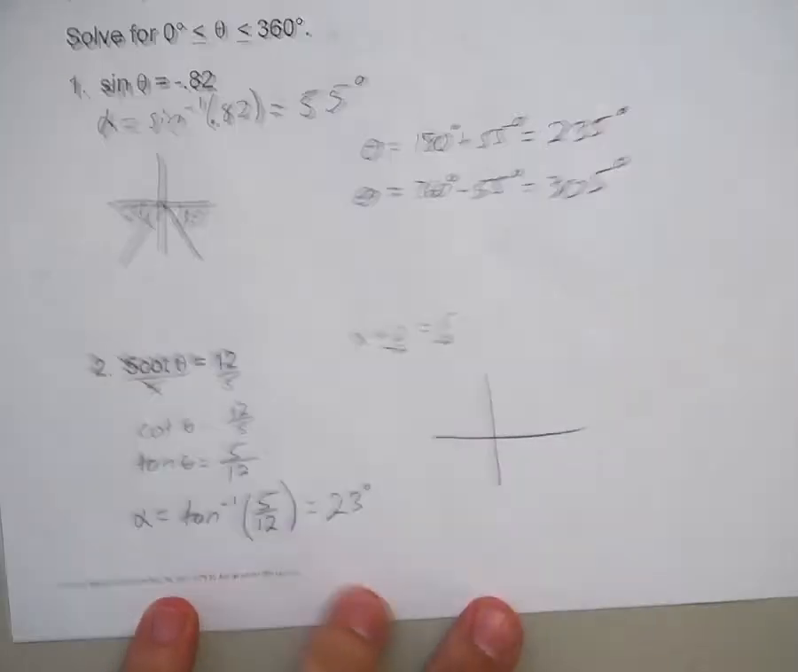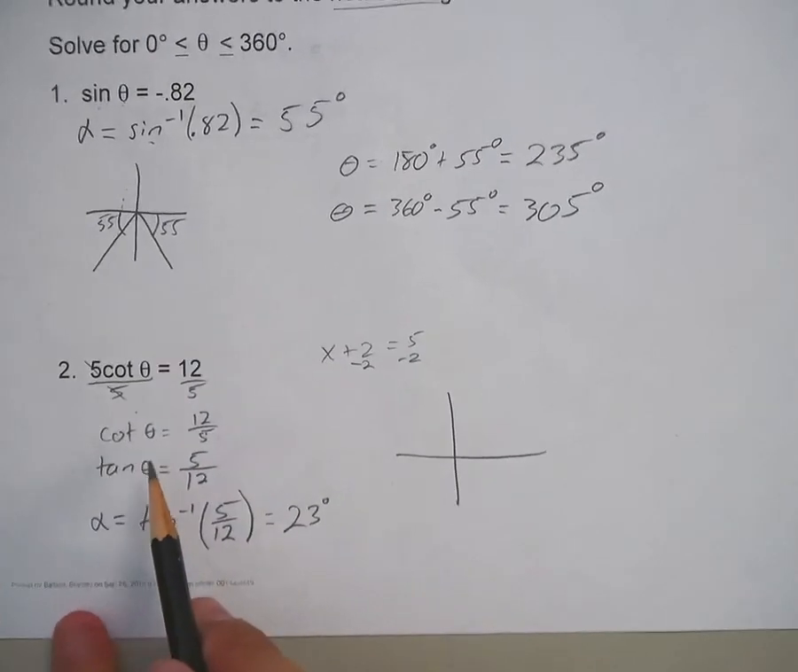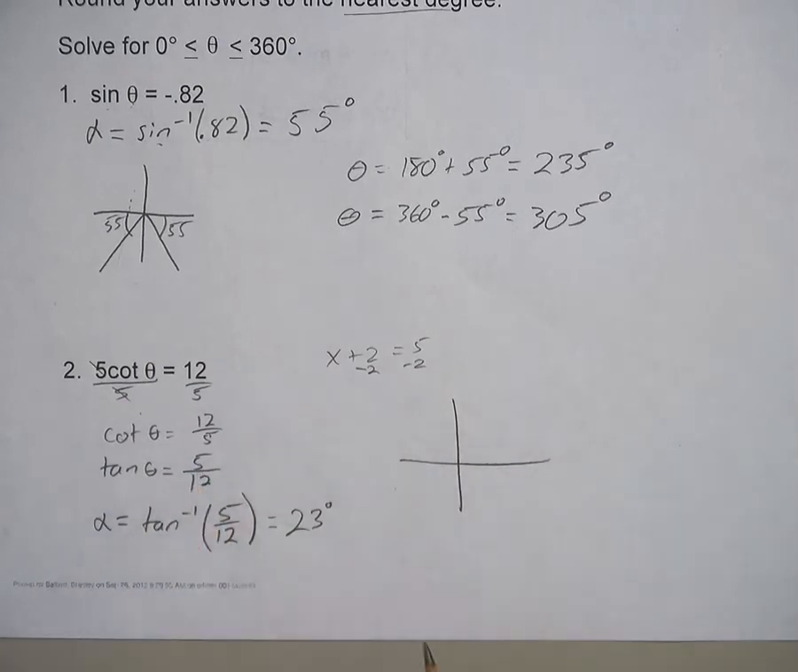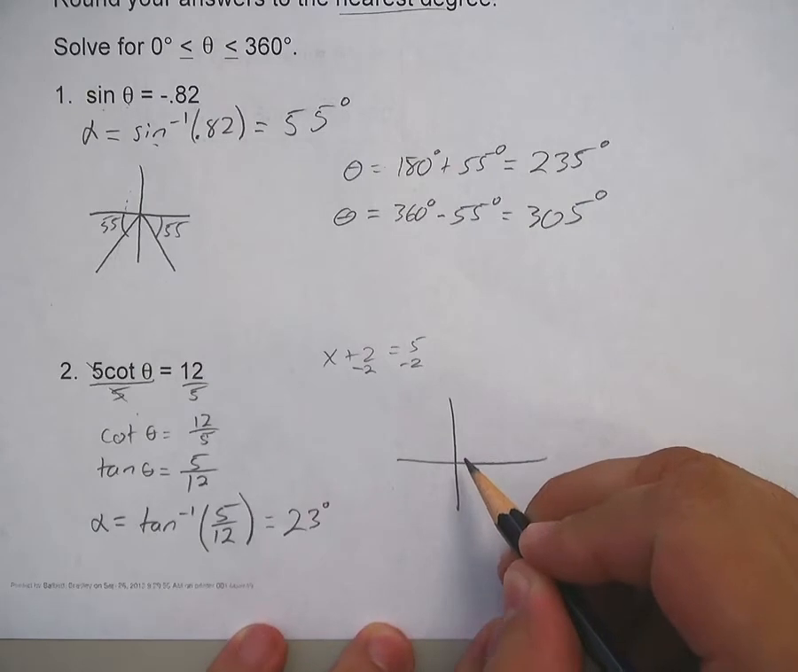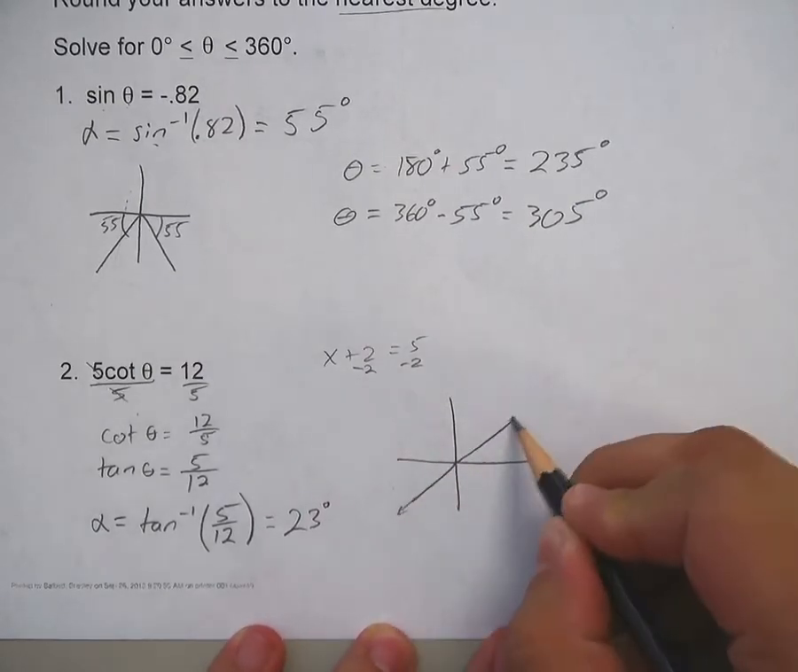Let's talk tangents. I've got cotangent and tangent, both of these here are positive numbers. So where is tangent positive? Andrew, where's tangent positive? First and third quadrant. First and third quadrant.